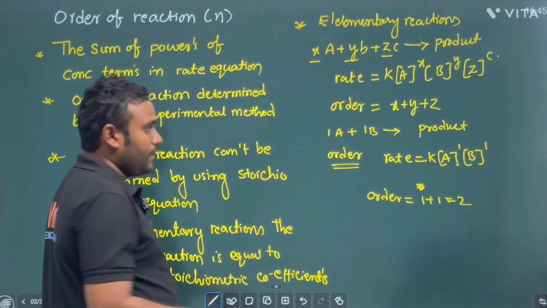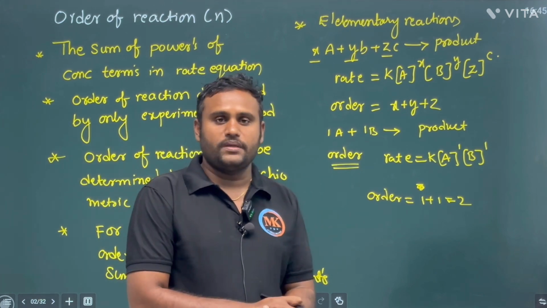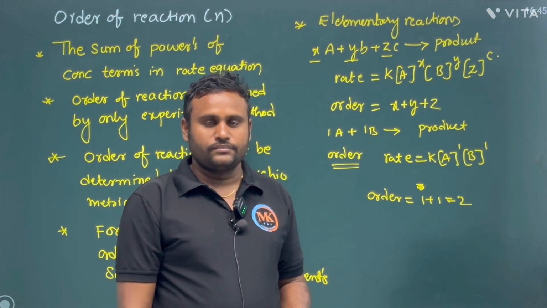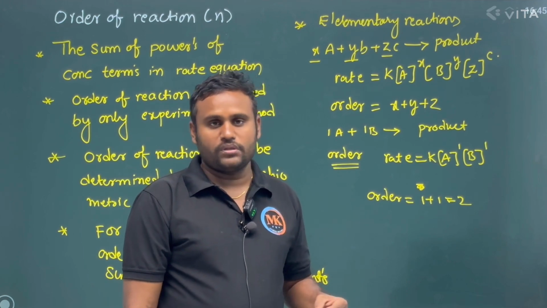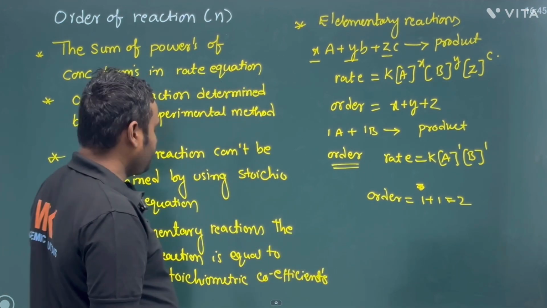But for complex reactions, how do we write the order of reaction? We compulsorily need to see the reaction mechanism and go through some experimental methods, then only can we find the order of reaction.